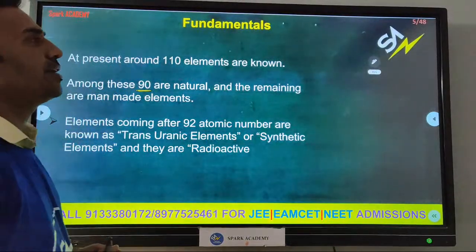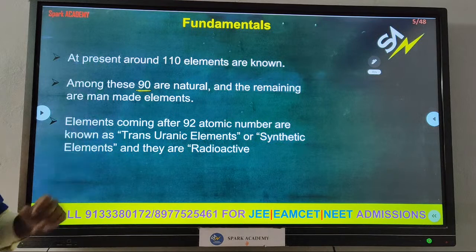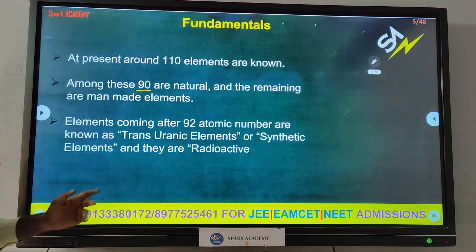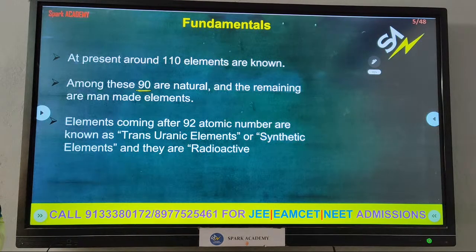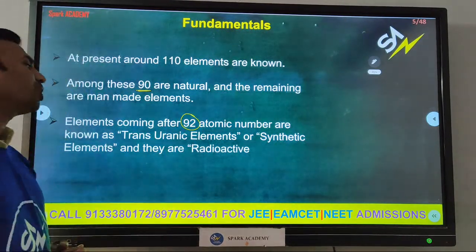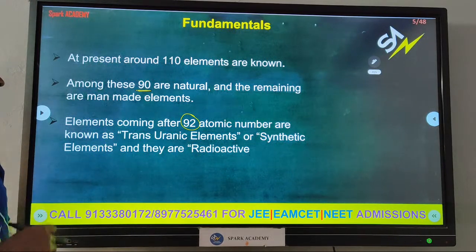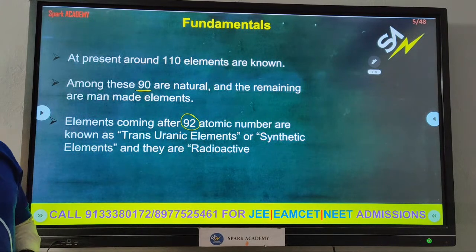Now come to our topic fundamentals. How many elements are present? 110 elements are present. Up to 90 they are natural. After atomic number 92, they are called transuranic elements, synthetic elements, man-made elements or radioactive elements.